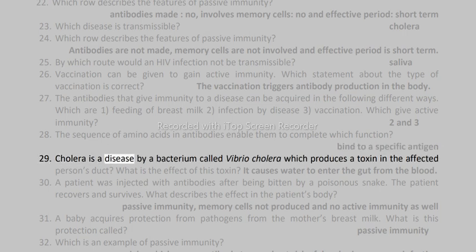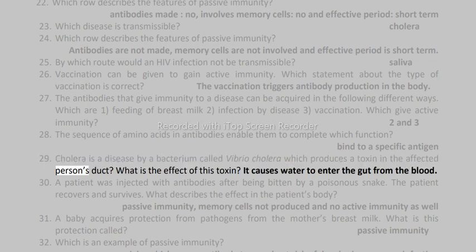29. Cholera is a disease caused by a bacterium called Vibrio cholerae, which produces a toxin in the affected person's gut. What is the effect of this toxin? It causes water to enter the gut from the blood.